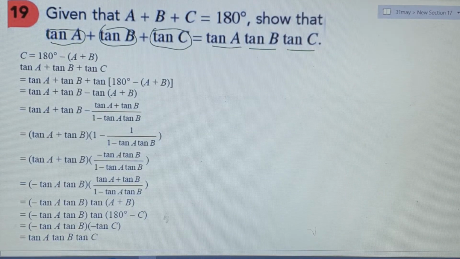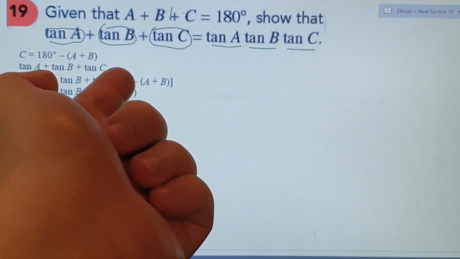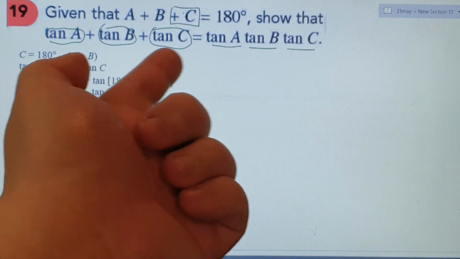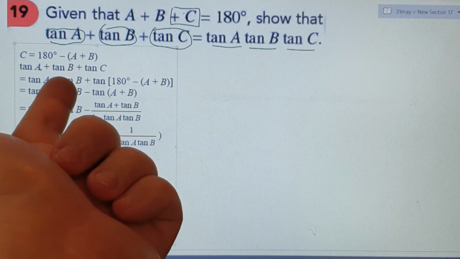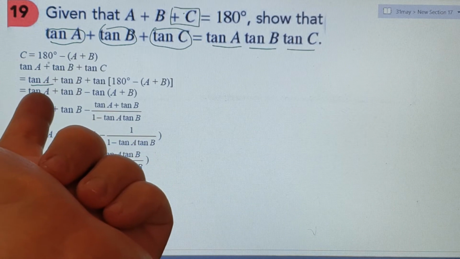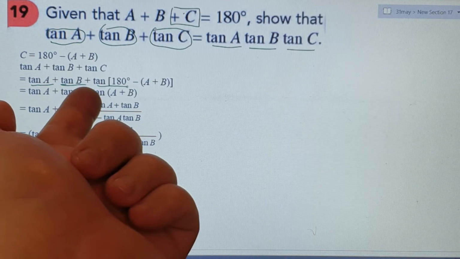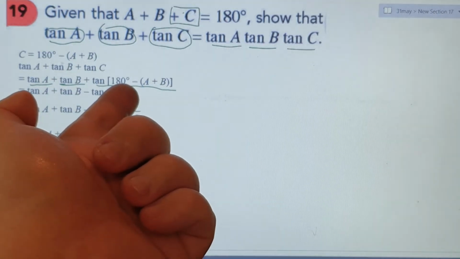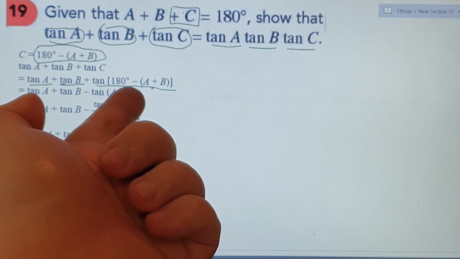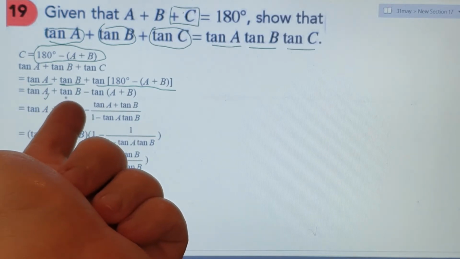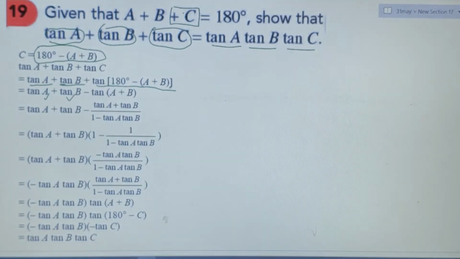So if this plus this plus this is 180, right? If I want to know what C is equal to, don't you agree it is 180 minus A plus B? Okay, so I'm going to do that. I'm going to take tangent A plus tangent B, okay, plus tangent C. Now the C, I'm using this instead. Then this one remains the same, but I'm going to do something here.